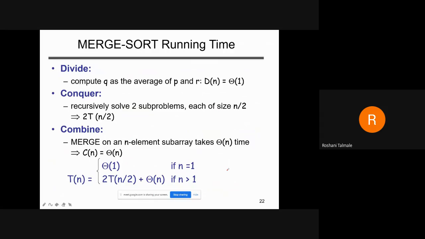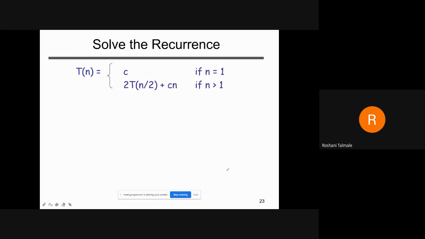This one example is shown over here. Just 1 minute.